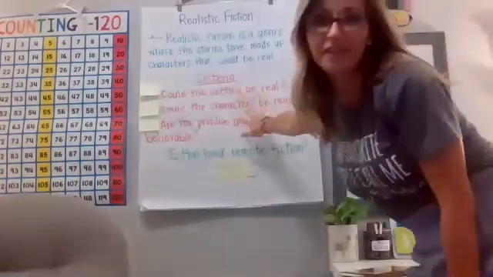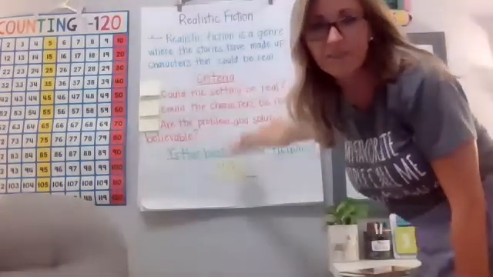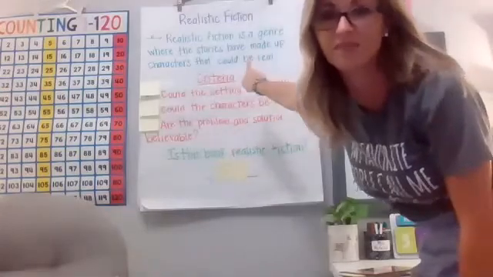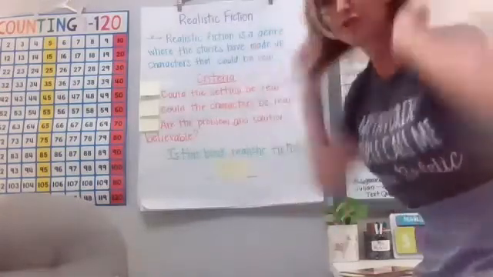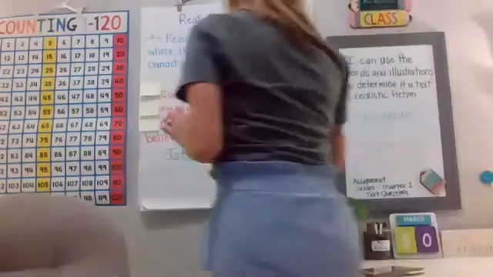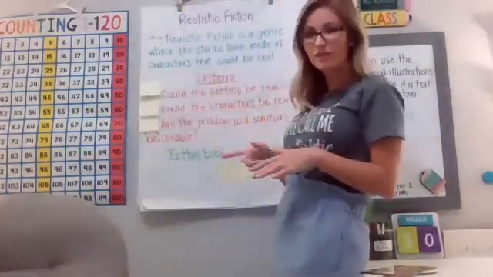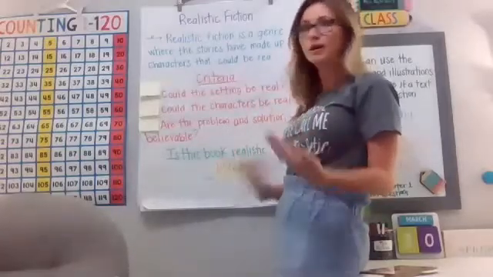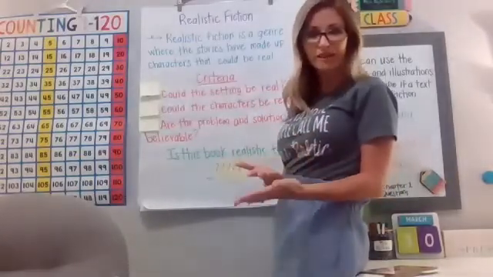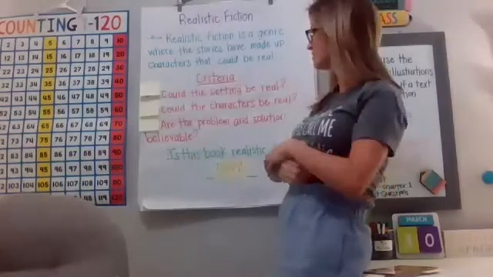So criteria, that means this is the stuff that the book has to have in order to be classified as realistic fiction. So the first one is, could the setting be real? So if the setting could be real, the setting is at a house or a park or a school, those are all real things, then it could be realistic fiction.